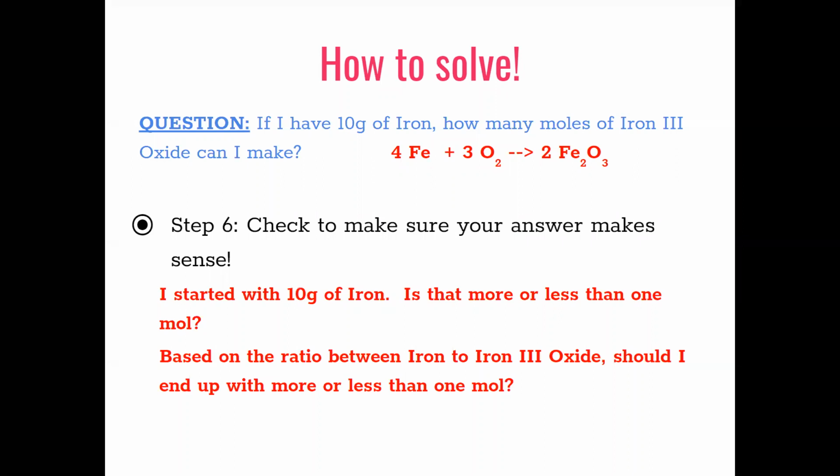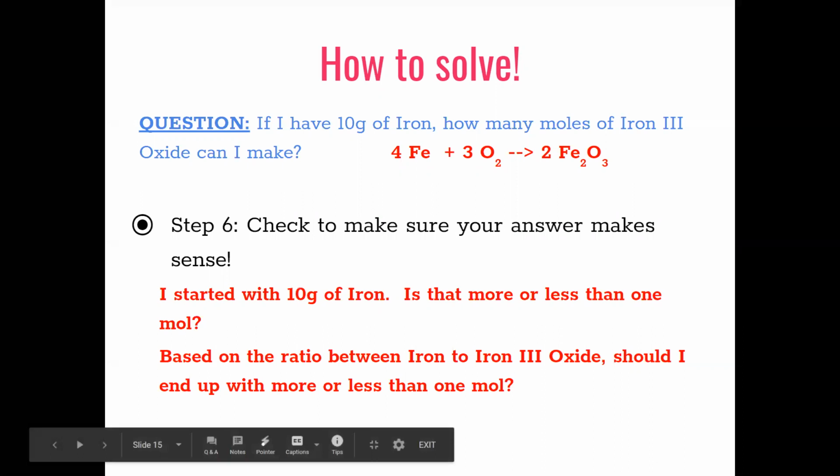After you've done that, you're going to check your work real quick. I started out with 10 grams of iron. Is that more or less than 1 mole? To figure that out, all you have to do is look at the molar mass. If the molar mass is more than the mass you started with, yes, that's less than 1 mole. So if I got less than 1 for my number of moles, I should be on the right track. If you got a crazy number like 45 moles, you probably did something wrong.